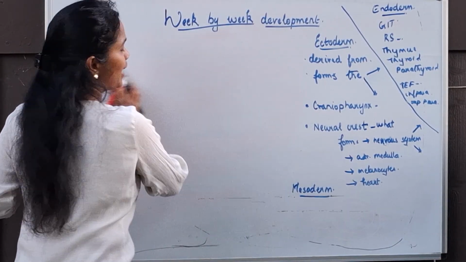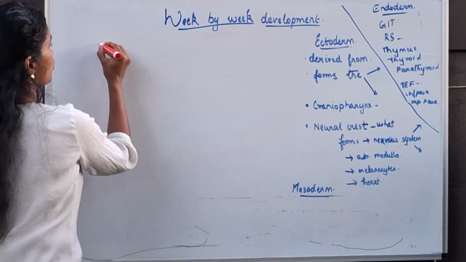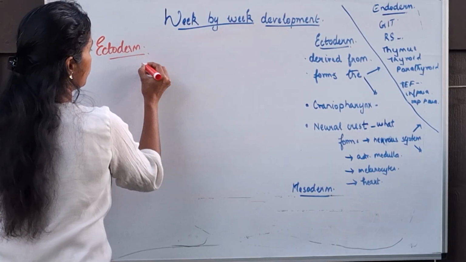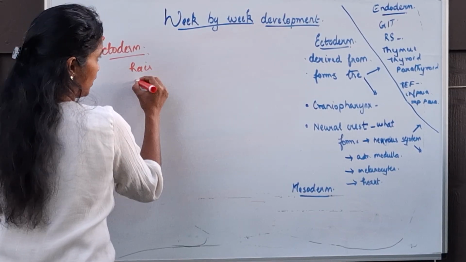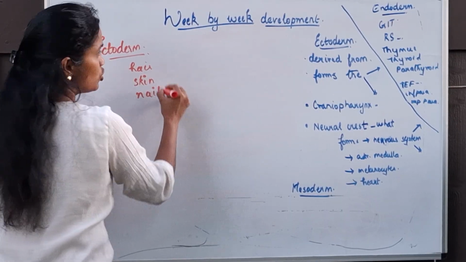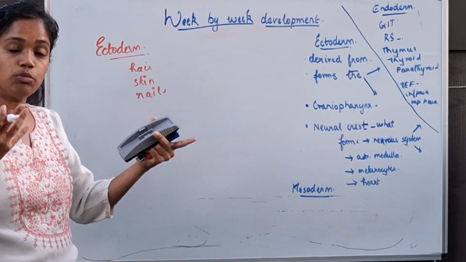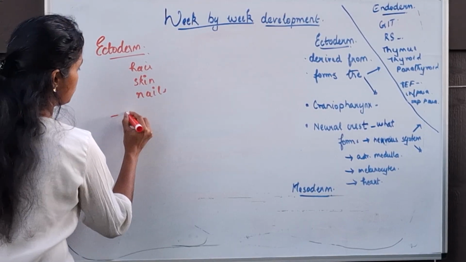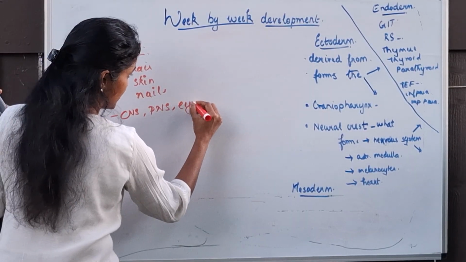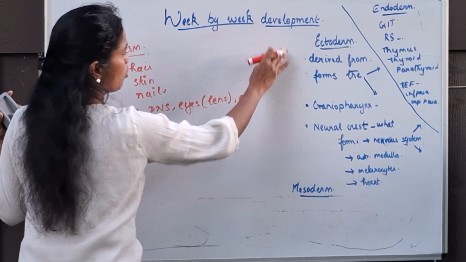The ectoderm, as the name says, forms the outer layers. What are the outer layers? That is the hair, it forms the skin as well as the nails. So these are the outer layers. And in addition to it, the ectoderm also forms those structures which help to perceive the outer world. Like what? It helps to form the CNS, the peripheral PNS, the eyes, especially the lens, as well as the ears. All these are formed by the ectoderm.